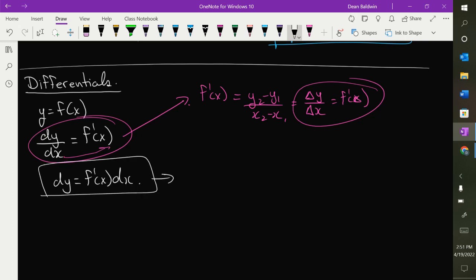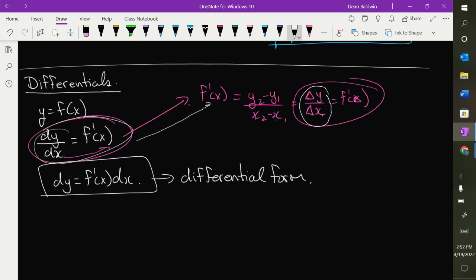This is a differential, or differential form. Okay? When you've written it as dy is equal to f prime dx. And you'll see later on in this course we'll solve what are called differential equations, and they're written in this form.